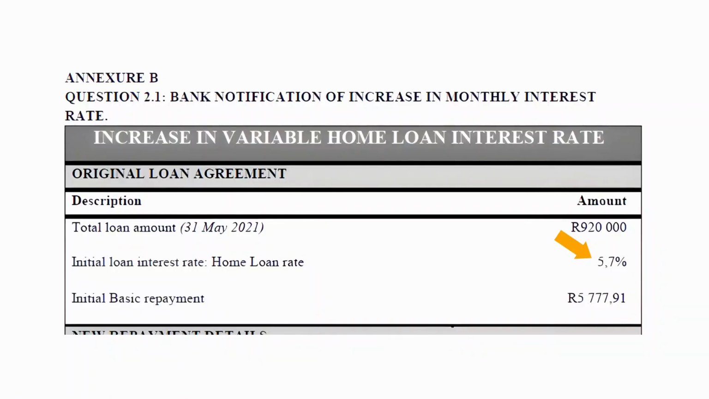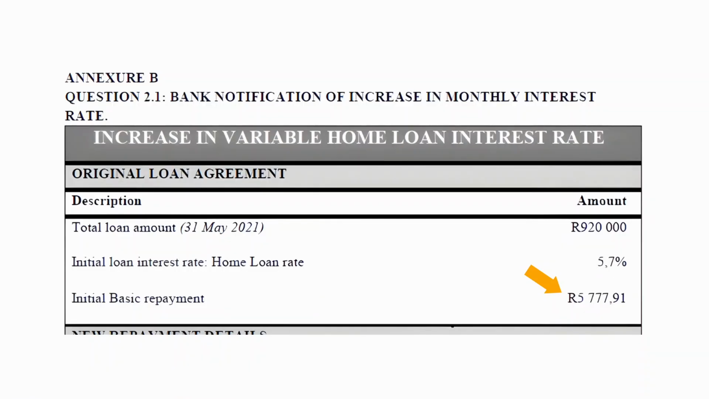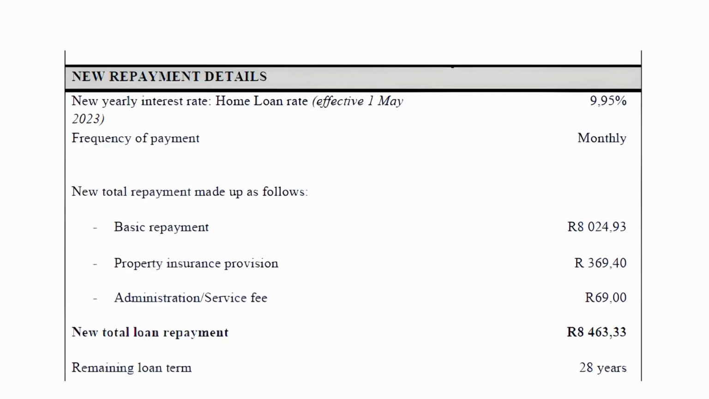The initial loan interest rate was 5.7%. This interest rate is applied to the loan at the beginning of the loan term. Then we have the basic repayment amount of 5,777 Rand 91 cents. Now moving on to the new repayment details, we see that the new yearly interest rate as of the 1st of May 2023 was 9.95%.